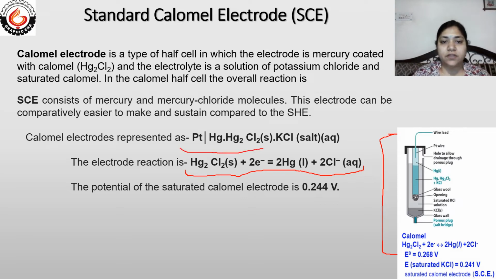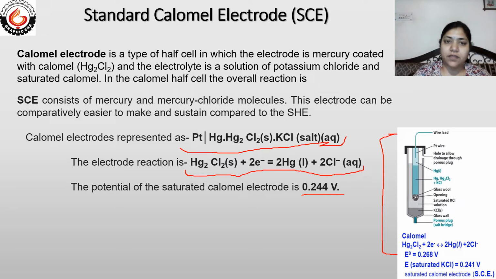The calomel electrode is represented like this, and the value of the electrode potential of the calomel electrode is 0.244 volt. The value is known, so it can act as a standard electrode. If we want to determine the standard electrode potential of some other element, we connect that half cell with this standard calomel electrode, and then we can easily calculate the E naught of the total cell. If we know the E naught of the total cell and the value of one electrode, then we can easily determine the value of the second electrode.